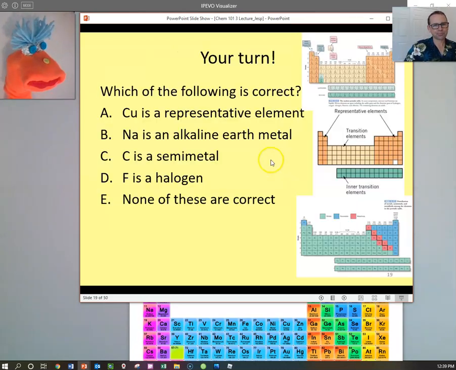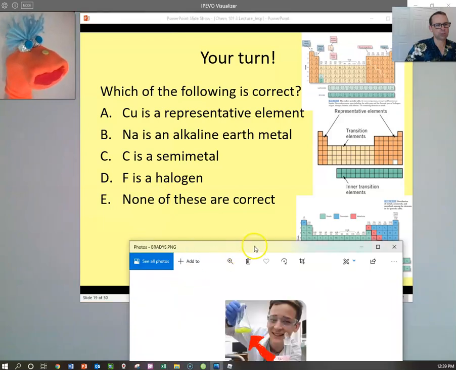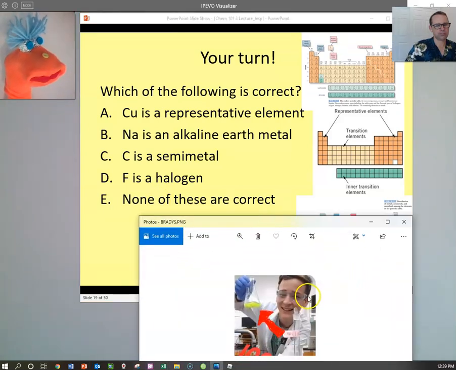Okay, now your turn. Which of the following is correct? Copper is a representative element, sodium is an alkaline earth metal, carbon is semi-metal, fluorine is a halogen, or are none of these correct? Could you bring up the periodic table so I can see? Yeah, there you go.